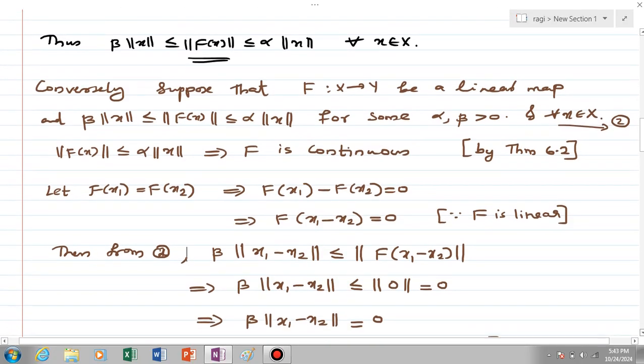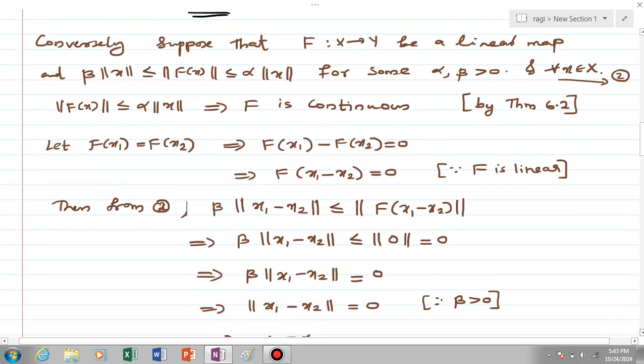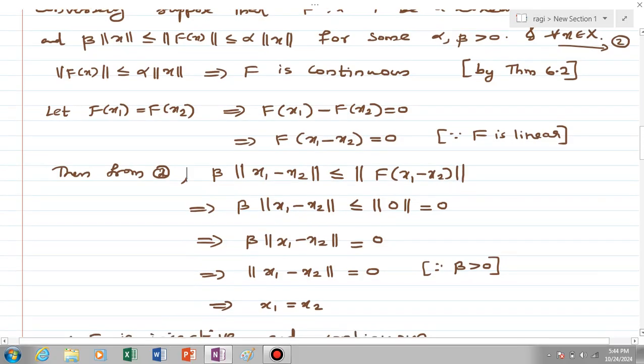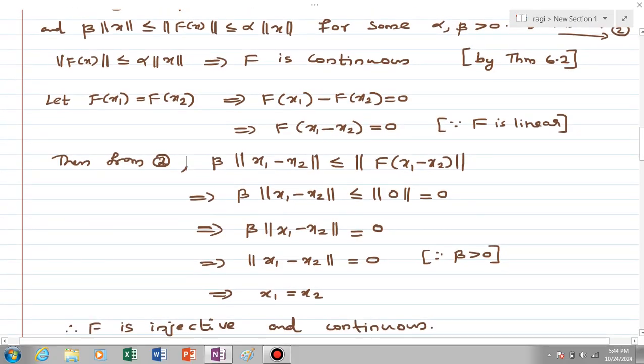But norm is always greater than or equal to 0 and beta is greater than 0. This means that beta into norm x1 minus x2 is equal to 0, and beta is greater than 0. This means that we get norm of x1 minus x2 equal to 0, that is x1 is equal to x2. Thus we have found that f of x1 equal to f of x2 implies x1 equal to x2, which means that the function f is injective.